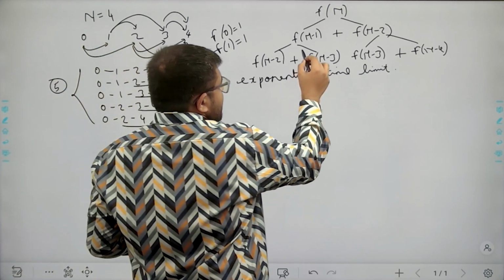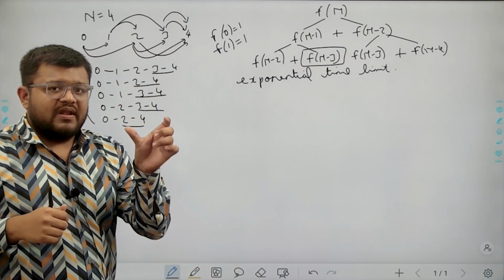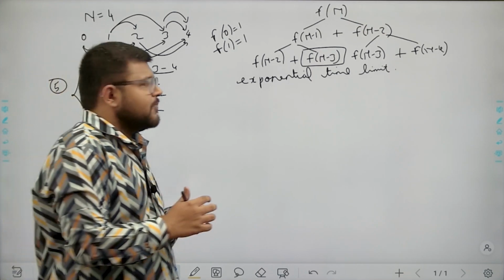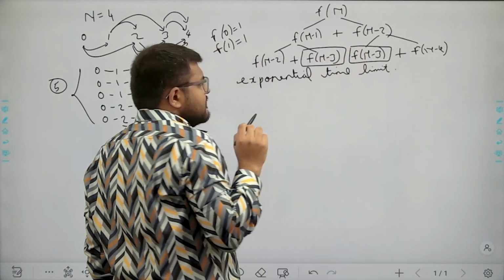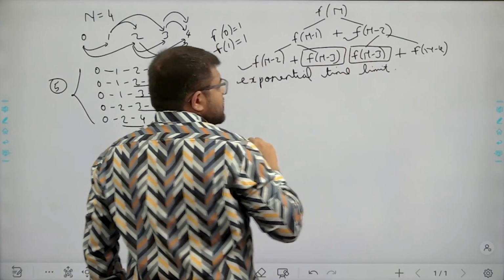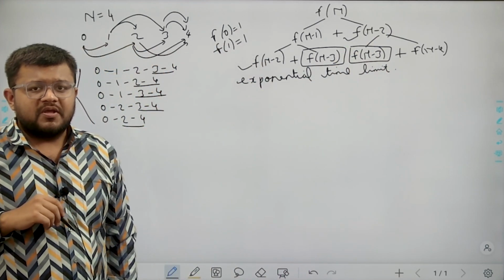See here, I am calculating f of n minus 3. What are overlapping sub problems? If you calculate the same sub problem again and again, then they are said to be overlapping sub problems. Here also f of n minus 3 is calculated. Here also f of n minus 3 is calculated. Here f of n minus 2 is calculated. Here also it is calculated. So these are overlapping, so I can think of dynamic programming.